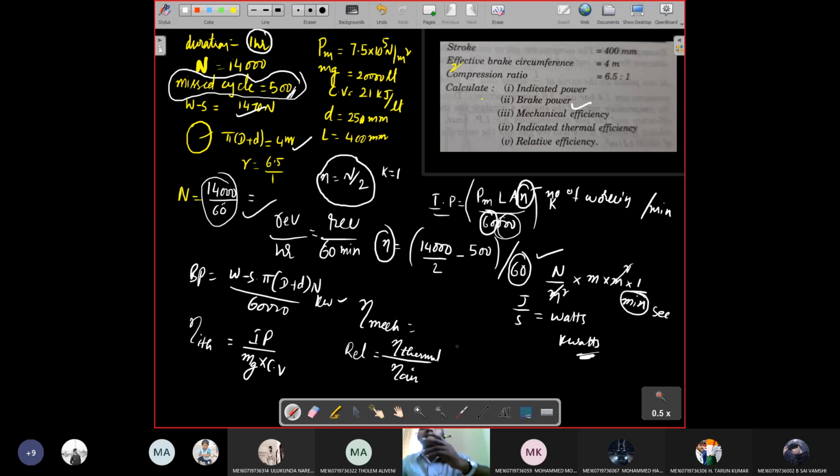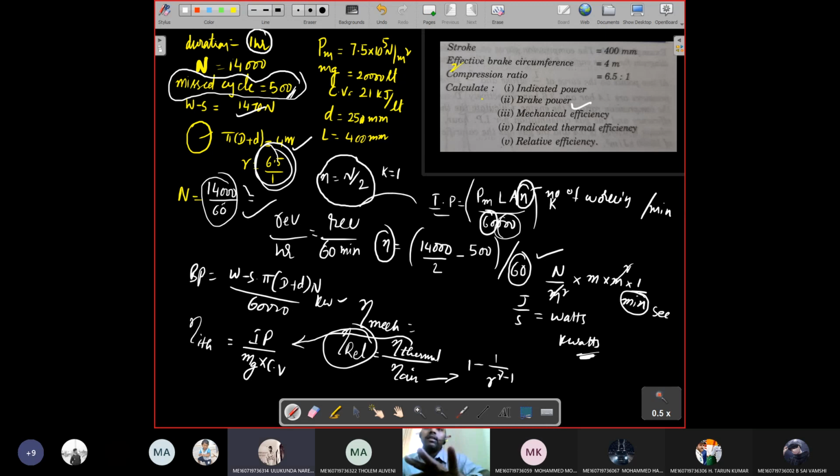Right now, this is the gas engine, nothing but Otto cycle. Air standard efficiency is equal to 1 minus 1 by r power gamma minus 1. What is r? Here r is the compression ratio. That value is given as 6.5. So this is the air standard efficiency you will get, and already you calculated indicated thermal efficiency. Indicated thermal efficiency by air standard efficiency, if you do, you will get the relative efficiency. That is about the problem.